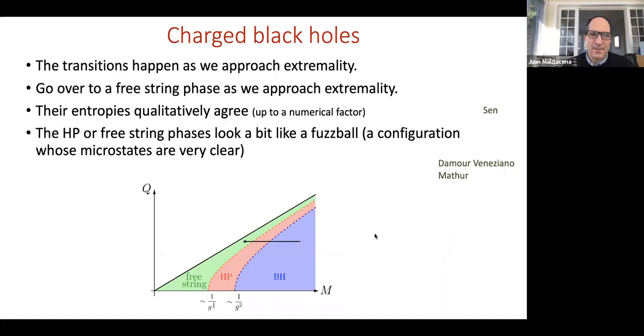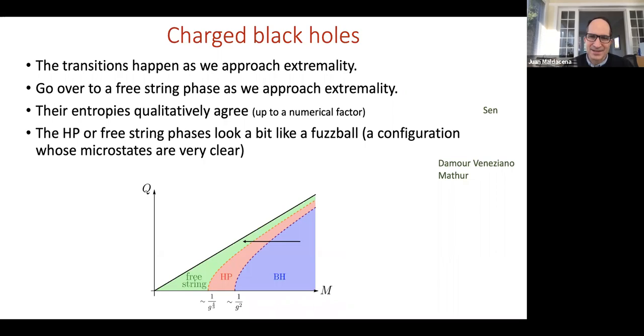Okay, very good. Now, one small point here is that this HP solution looks a bit like a fuzzball, some configuration where the macrostates are very clear. You can view this as a fuzzball for a near extremal configuration. So it's not a black hole, it makes a transition to this other configuration, similar to what we were calling a string star.